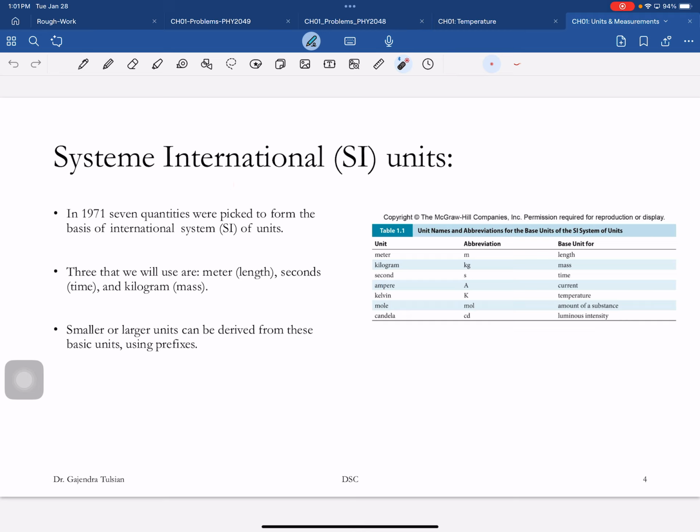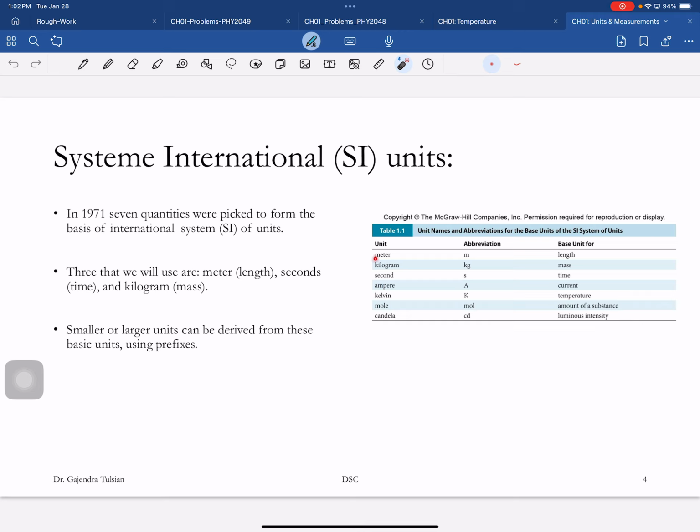And in 1971, we decided on these 7 fundamental units for measuring these quantities. Everything you measure in science can be expressed in terms of these 7 fundamental quantities. So every house you can build in science can be built from these 7 bricks. And in fact, everything we study in Physics 1, we will use only these 3 units.